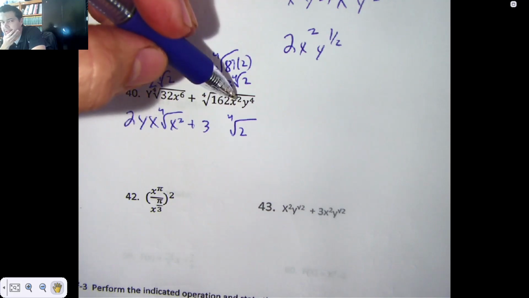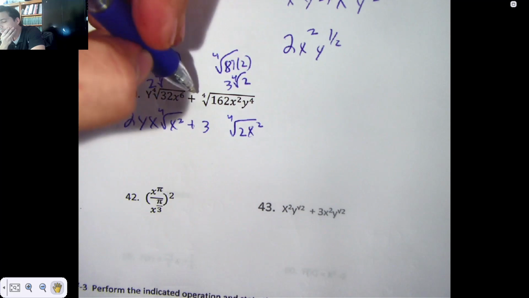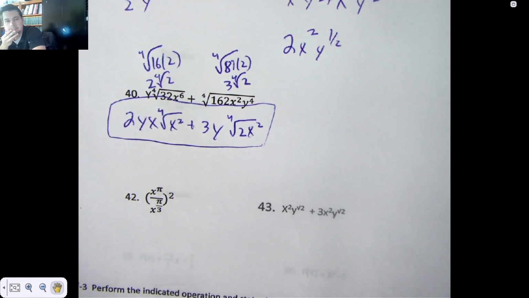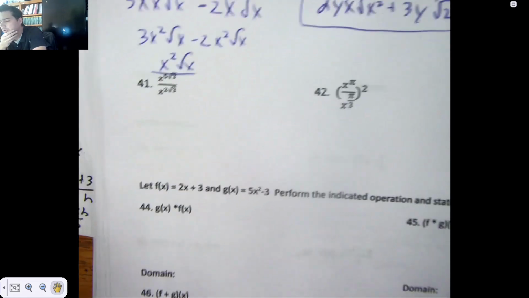I'm going to leave a little space here. 4th root, there's still a 2 on the interior. 4 will not enter 2 on the x squared, so the x squared is still trapped there. 4 will enter the y piece one time. And that is really about as good as it gets. So not much else you can do with 40.